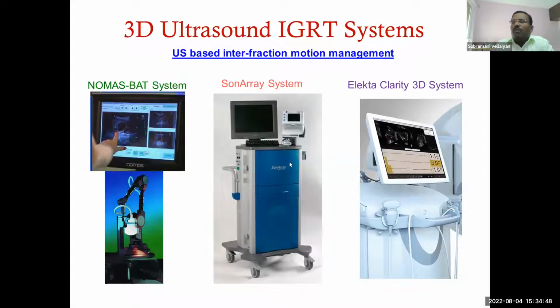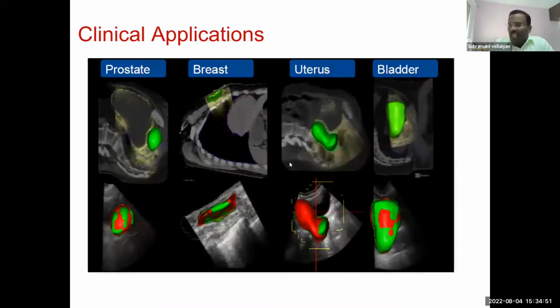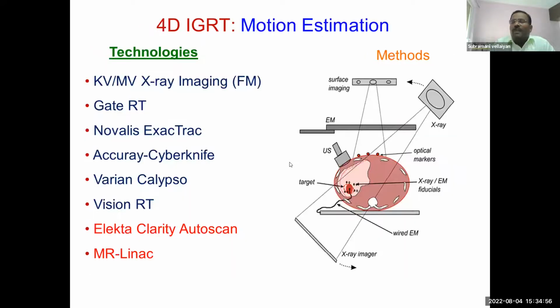So what technologies are available when it comes to 4D IGRT? The aim of 4D IGRT is to estimate the motion, to incorporate the intrafractional variations into the treatment margin. There are many technologies available, as you are all aware: kV and MV X-ray imaging with fiducials, gated RT using Novalis or Accuray CyberKnife based on X-ray, and Varian Calypso, which has an electromagnetic transponder system, again a 4D localization system. Then Vision RT, Elekta Clarity, and recently the MR Linac.